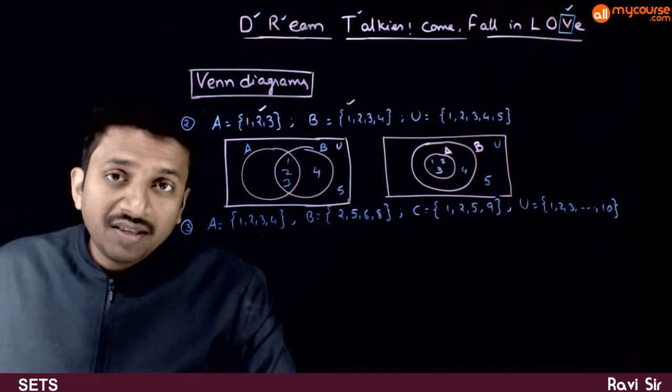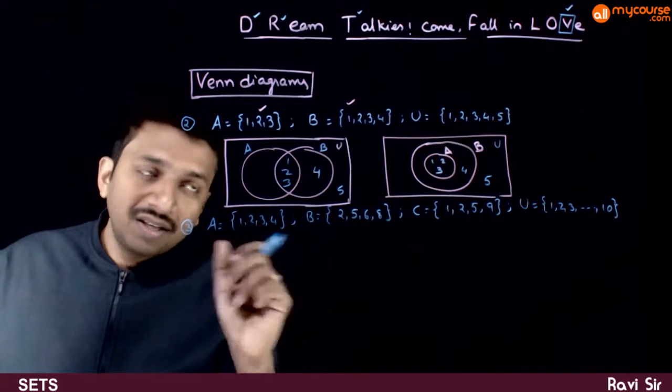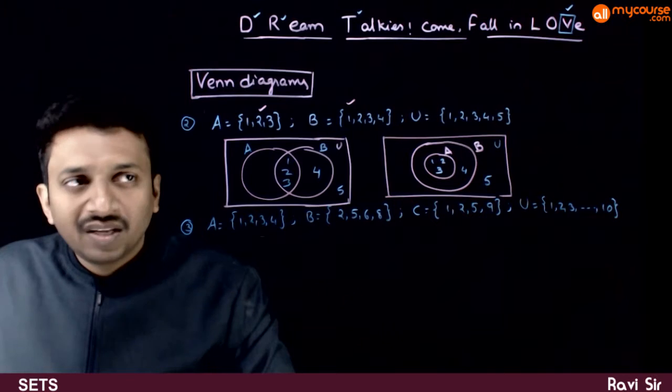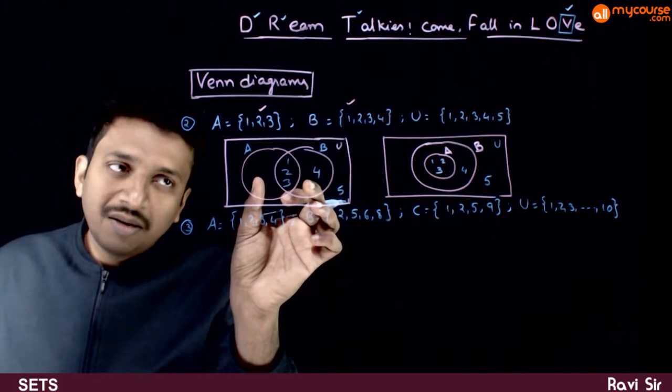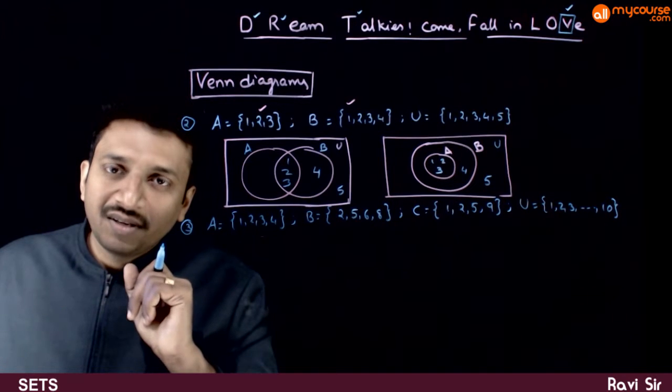So what have you learned in this question? Whenever a set is a subset of another set, we draw that set completely inside the other set. You can also draw it like this, but here it's not very clear that A is a subset of B.